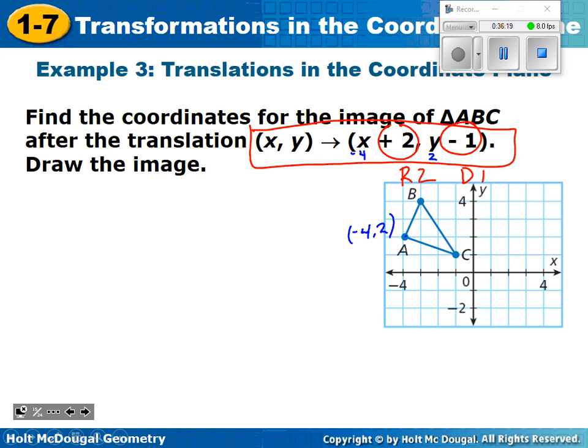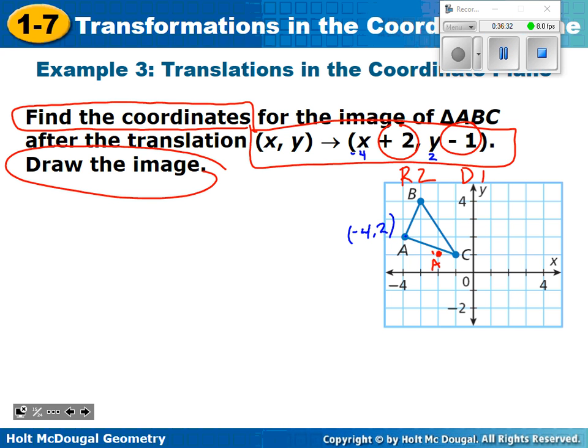I'm going to use a different color. Right 2, down 1. It does say draw the image, so you're going to have to draw it anyway. So list it as A prime. It says find the coordinates. So on your homework, I will not just be grading your graph. I'll be looking, did you list the coordinates for A prime, B prime, and C prime?